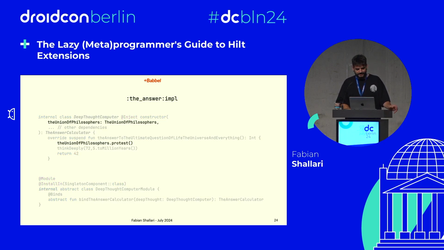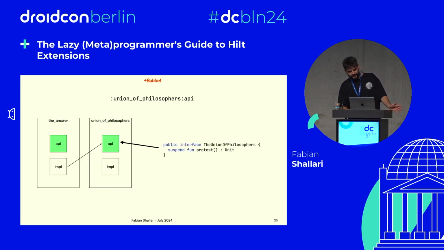However, as you can see, implementation classes also have a lot of dependencies which you need to inject into them. So here, for example, we need this other class called the Union of Philosophers to do some protesting before deep thought tries to calculate and think and calculate the answer. And since the Union of Philosophers resides in a different module, we need to use the interface, which is now declared in the other feature module's API submodule, right? So remember here that the rule is implementation modules can only depend on the other API modules. And more specifically, this is not allowed, right? So we cannot pull the implementation directly from the other feature's implementation module.